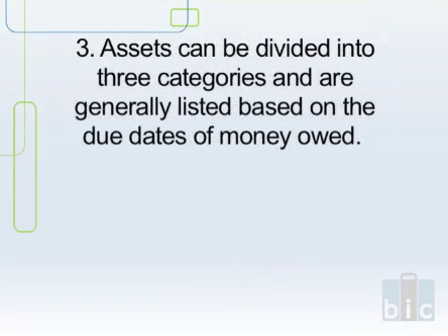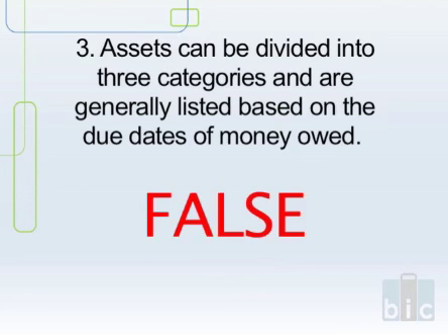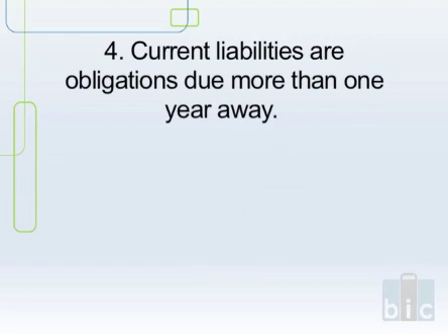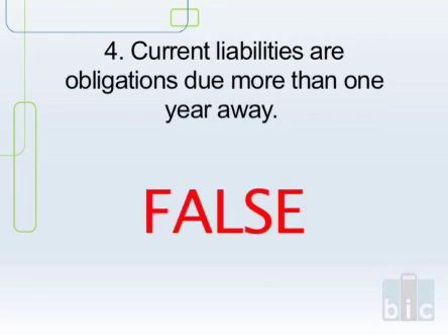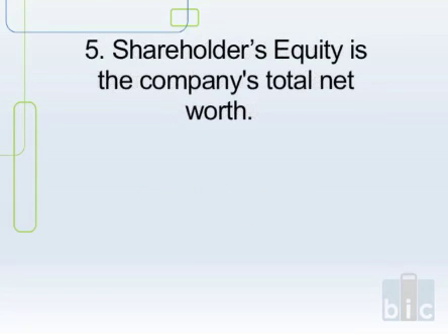Assets can be divided into 3 categories and are generally listed based on the due dates of money owed. Current liabilities are obligations due more than 1 year away. Shareholders' equity is the company's total net worth.